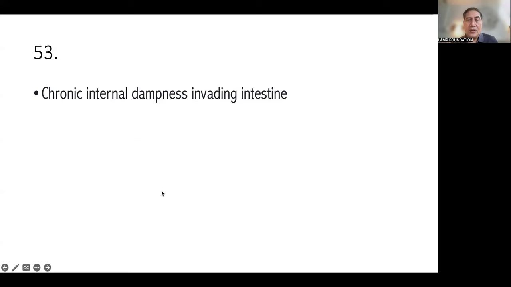When you look at the tongue, the coating is sticky on the root and the pulse is saggy. I would like to believe that this is the prequel to cancers, no? The moment it becomes phlegm. Remember, di ba? Dampness, if not treated, can become phlegm. Okay? Chronic internal dampness invading the uterus.